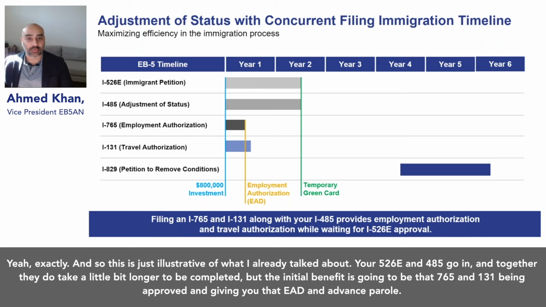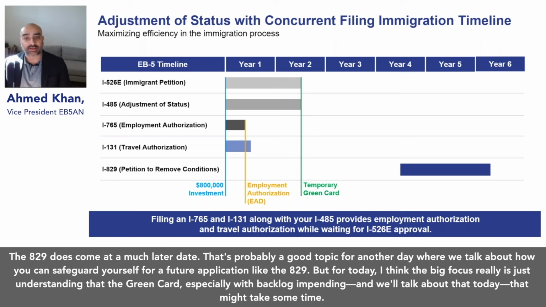Yeah, exactly. And so this is just illustrative of what I already talked about, right? Your I-526 and I-485 go in, and together they do take a little bit longer to be completed, but the initial benefit is going to be that I-765 and I-131 being approved and giving you that EAD and advance parole. The I-829 does come at a much later date. That's probably a good topic for another day where we talk about how you can safeguard yourself for a future application like the I-829.